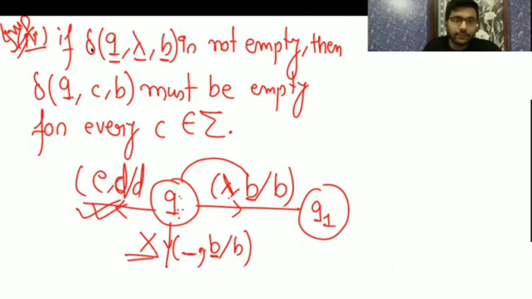It is saying that if one state, with the top of the stack b, okay, and if you have given a null transition that is not empty, then for the same state and for the same top of the stack you can't give any transition for any other input alphabet. But if I change the top of the stack, if I change here the top of the stack to d, then you can give the transition. Okay, am I clear? This is very important.